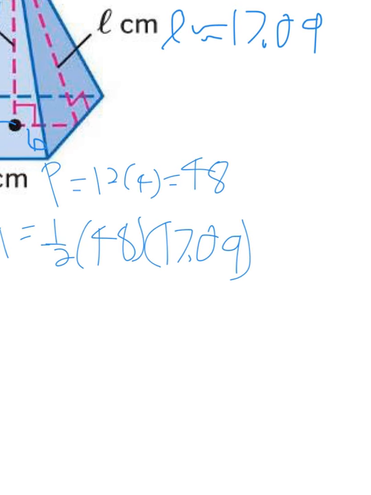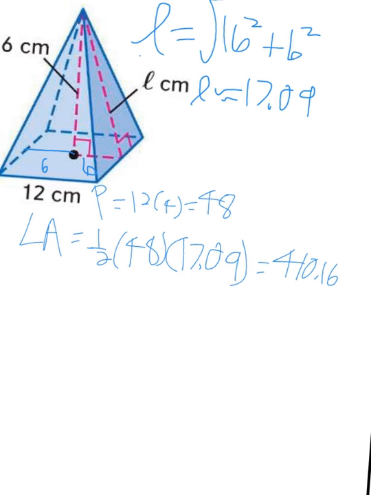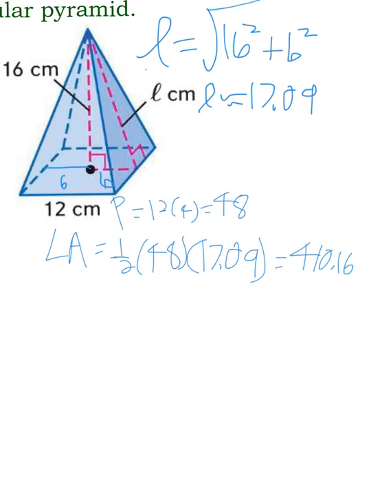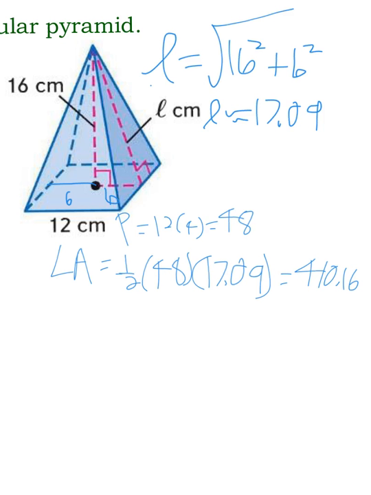And type that into your calculator, you're going to get 410.16. That's your lateral area, okay? So I just need to figure out the area of my base. My base was a square, so 12 times 12 is 144.